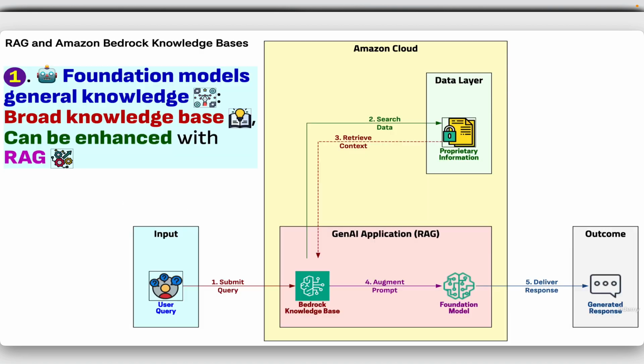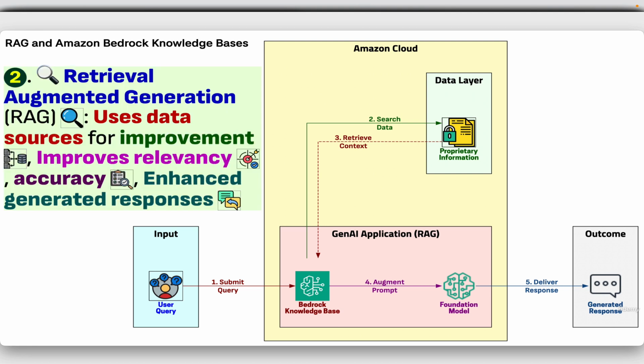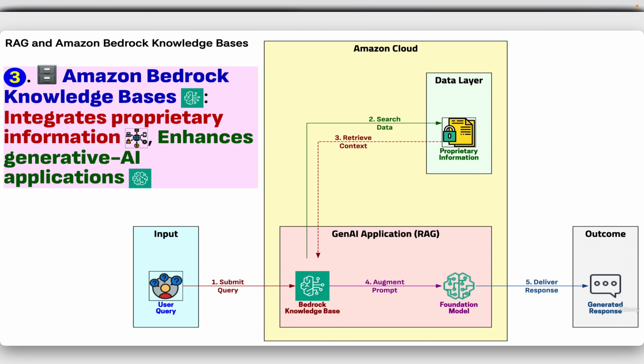So foundational models possess broad general knowledge, but their responses can be further enhanced using retrieval augmented generation, also known as RAG. Retrieval augmented generation is a technique that uses information from data sources to improve the relevancy and accuracy of generated responses, resulting in enhanced outputs. Amazon Bedrock Knowledge Bases enables integration of proprietary information into generative AI applications, enhancing their capabilities with organization-specific data.